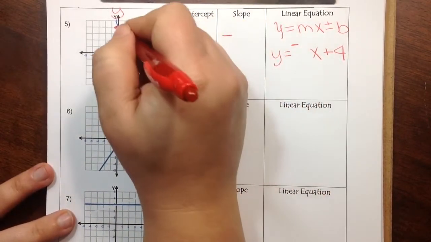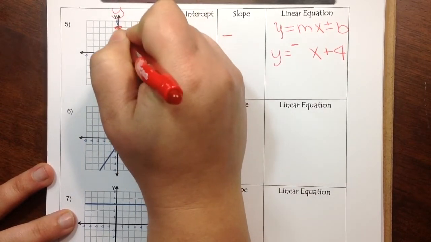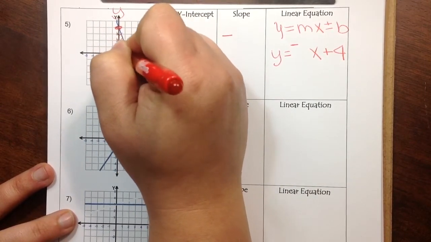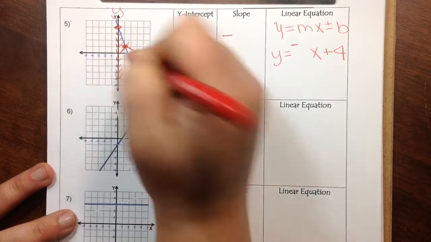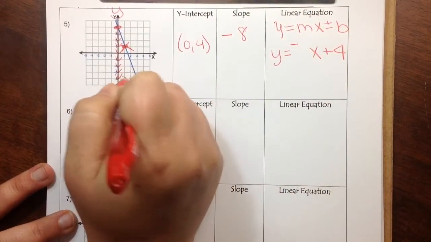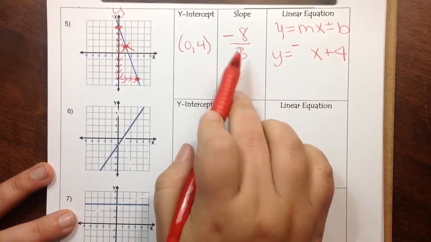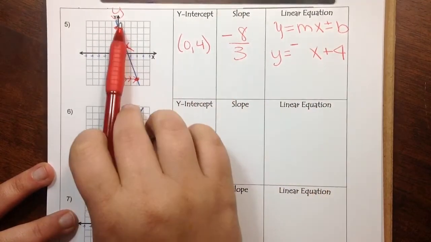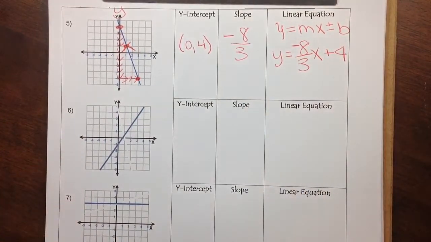So now I'm going to check this guy. Here's definitely an intersection, and here's an intersection. So 1, 2, 3, 4, 5, 6, 7, 8. So he goes down 8 to catch, and then he goes over 3. 1, 2, 3. So again, this is the route the receiver ran. He ran down 8 over 3, thus making my slope negative 8 over 3.